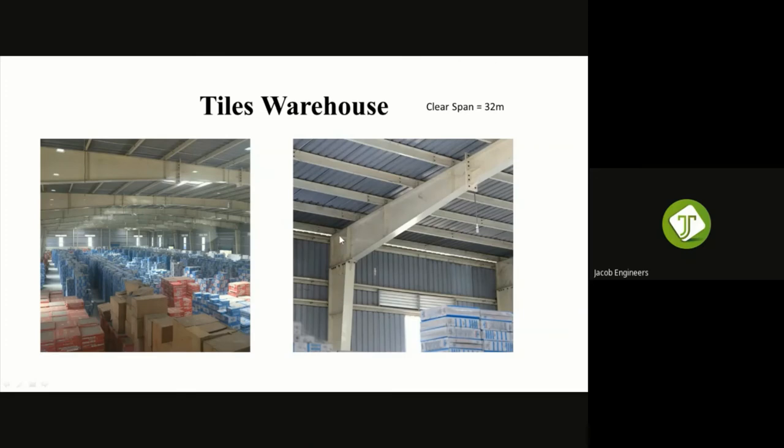And this is one of the tile warehouses where we have used our pre-engineered building concept. Here you can see the tapered section and the bolted connections, how the longer member and the adjacent members are connected using these bolts. And you can see the purlins also here. It's a tiles warehouse at Coimbatore. The clear span is around 32 meters. Here you can check the span. So an uninterrupted workspace can be achieved by means of steel structures. And now PEBs are performing well in the market, so for warehouses and factories, they are very much recommended.